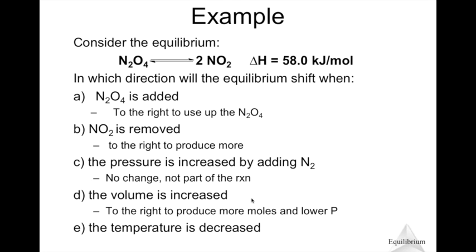Now, what if we decrease the temperature? Again, this is an endothermic reaction, right? So heat is a reactant. So we're decreasing that. We're taking away reactants. So the equilibrium is going to go to the left to try to generate some more heat. So that's how you can logic those out.